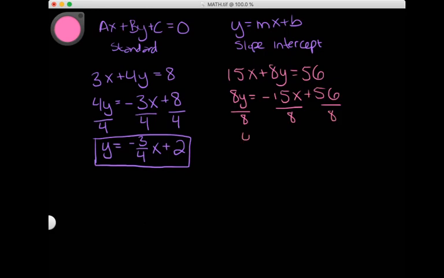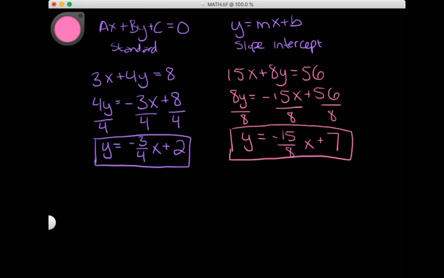So I'm left with y equals, now I have negative 15 over 8. I can't make that any smaller. I mean, I could, but then I would have a mixed fraction, so we're going to leave it like this. So negative 15 over 8x. And then I have 56 divided by 8, which is 7, so plus 7. And that's our answer. And I know that fraction looks really messy. That means that slope goes down by 15 over by 8, but we can't make it any smaller, so we're going to leave it at that.